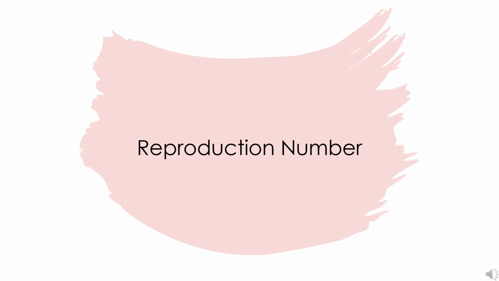Second, if R0 is equal to 1, the disease will remain stable in the community, but an epidemic will not occur. And the last condition is when R0 is larger than 1, the disease will spread and an epidemic may occur.